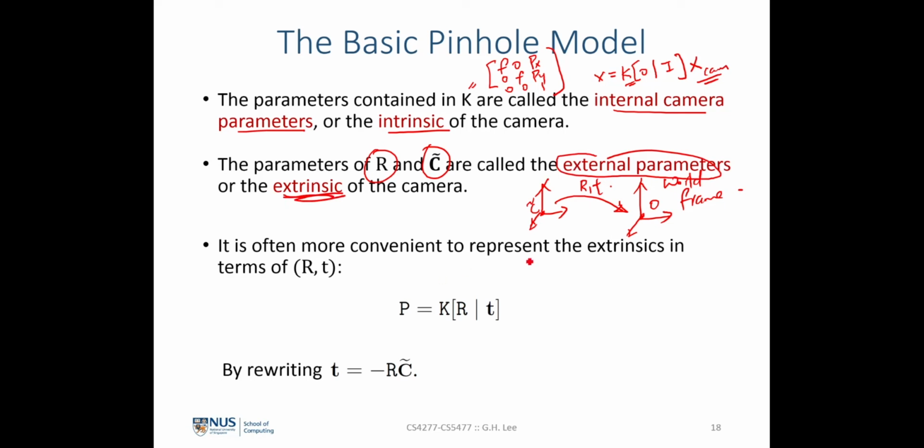Instead of writing this 3 by 4 matrix over here as what we have seen earlier, as R, identity, and the camera center over here, a more convenient way would be simply to collectively call this term T, the translation that relates the camera center with respect to the world frame. So the 3 by 4 matrix can be simply written as an isometric transformation which consists of the rotation matrix and the translation vector. This rotation matrix is a 3 by 3 rotation matrix, and the translation vector is a 3 by 1 translation vector.